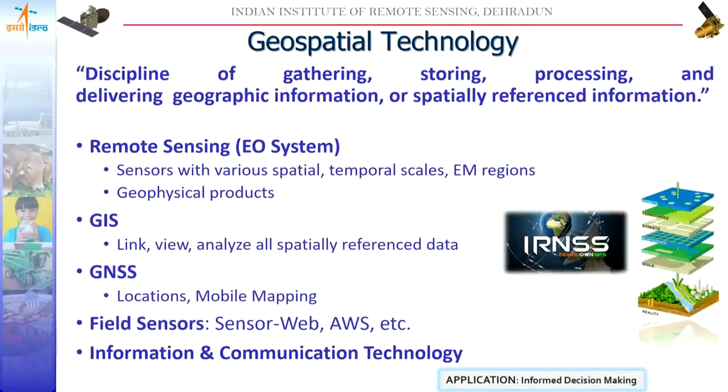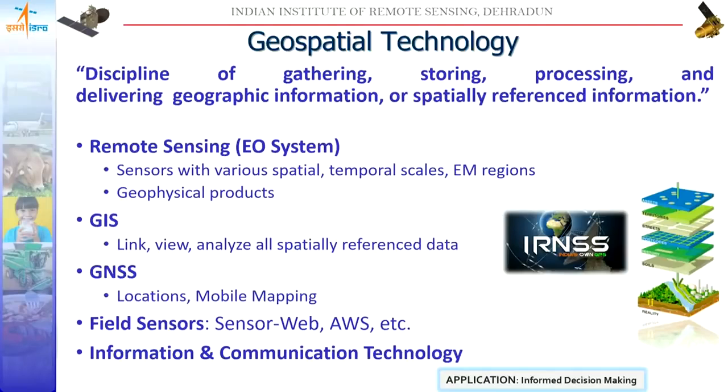Now, if you talk about geospatial technology as a whole, it basically talks about geospatial data, because when we talk about geospatial data, we are talking about location. The location wherein you can gather it, store it, process it, and deliver geographic information. If you see the geospatial technology, there are three tiers which govern it, along with some other value added, or I would say add-on, technology which provides impetus to all these three components.